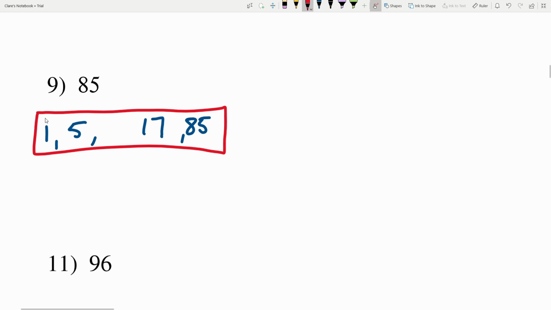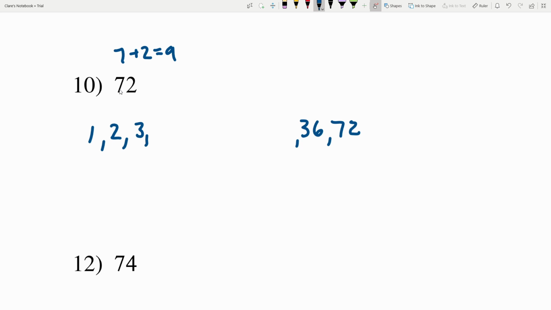Let's move on to number 10. In number 10, we have 72. So I know 1 and 72. 72 is even, so 2 divides into it. 2 times 36 gives me 72. Now 7 plus 2 equals 9, so I know it's divisible by 3. 3 goes into 72 because 9 is divisible by 3, so that's going to be 3 times 24. Now the next number in question will be 4, and 4 does go into 72. 4 times 18 gives us 72.